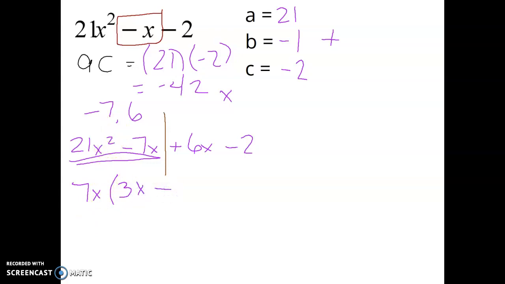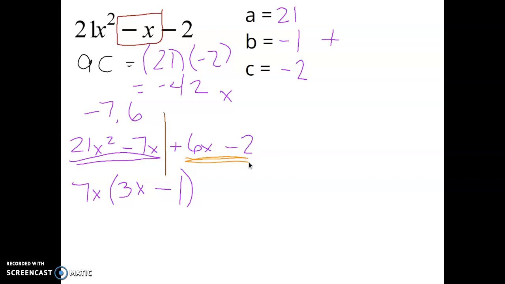Bring down my sign. All right, now let's look at the next one. 7 divided by 7 is 1. And when I subtract my exponents, 1 minus 1 is 0, so there is no x on this second term. Okay, now let's look at the other two. I'll change colors so we can keep ourselves organized. We're looking at these two right now.